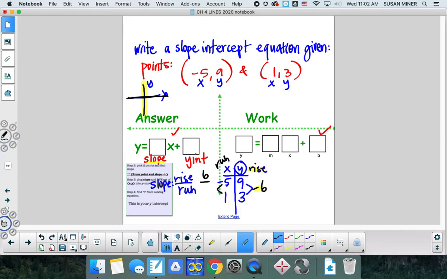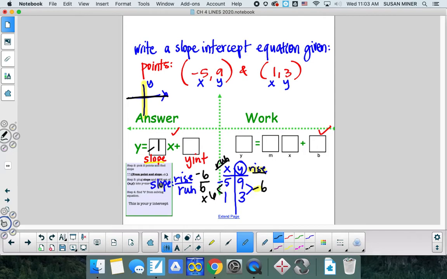So that started at -5 and went to 1. So it increased by 6. So that's the number that goes on there. Sorry, that was supposed to be a -6. So I find the change in the rise, I find the change in the run, and then I write my ratio of rise to run, and then I simplify, and so my slope is going to be -1. -6 divided by 6 is -1.